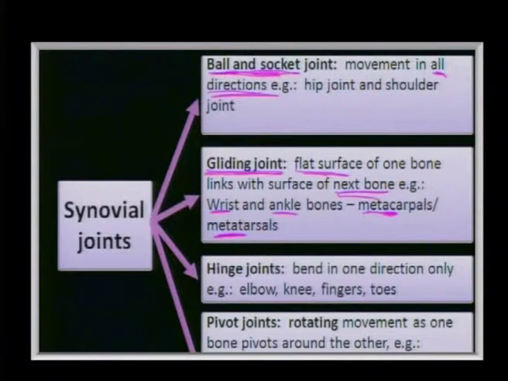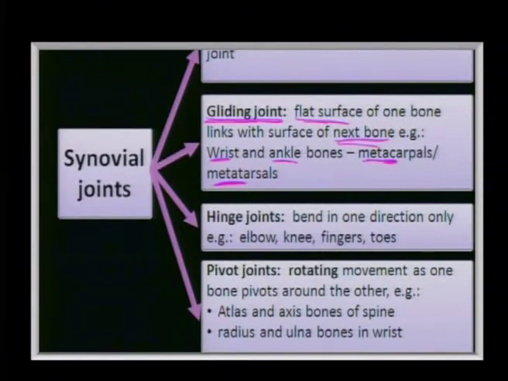Okay, glide. Look here. Look how nicely your wrist glides. It just glides along. All right, that's gliding. And you can do the same movements with your ankle. That's a gliding joint. It is able to do all these wonderful things. And it's to do with the metacarpals and the metatarsals. You've got a flat surface, links with the next surface.